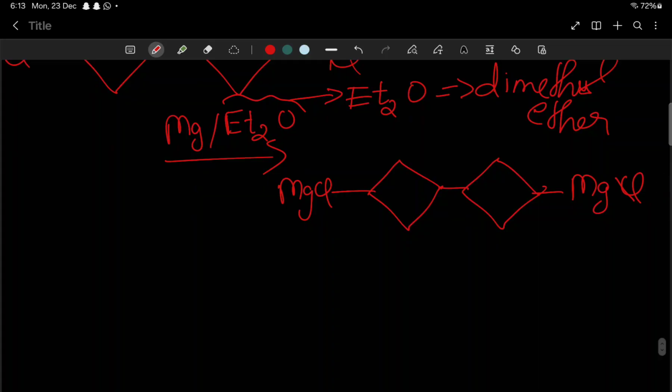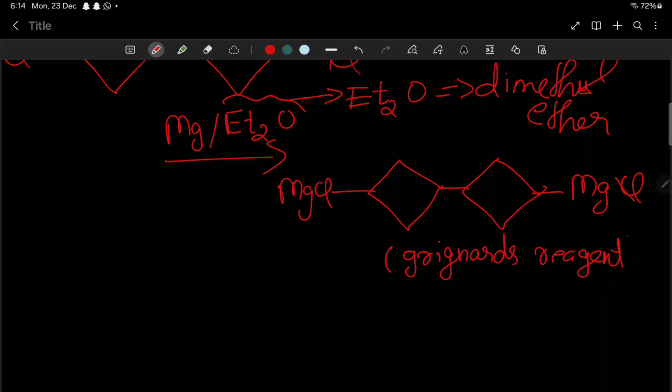So we will get MgCl, something like this. Yes. This thing is in your NCERT textbook, in page number 180, reaction with metals, Grignard reagent. Okay, Grignard reagent. So we get MgBr. This is Grignard's reagent.